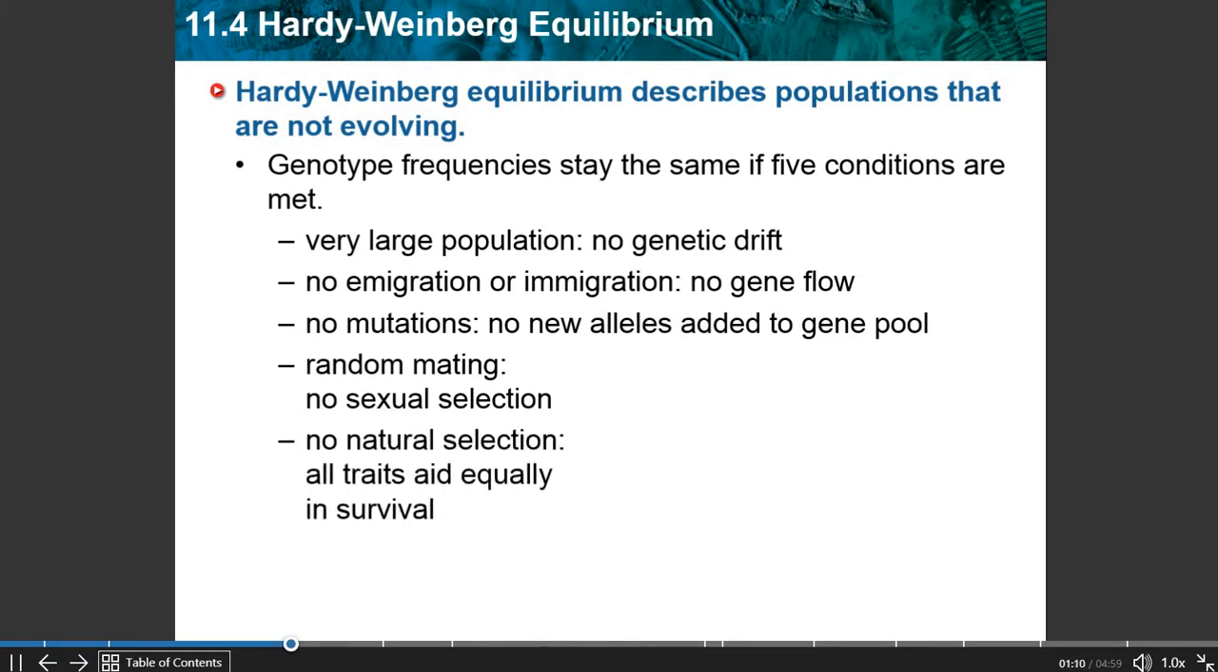So if those things happen, you're going to end up with what's known as genetic equilibrium, where your population is not going to be changing. And that's not a good thing, because any change that could happen in a population could end up causing that population to be wiped out.